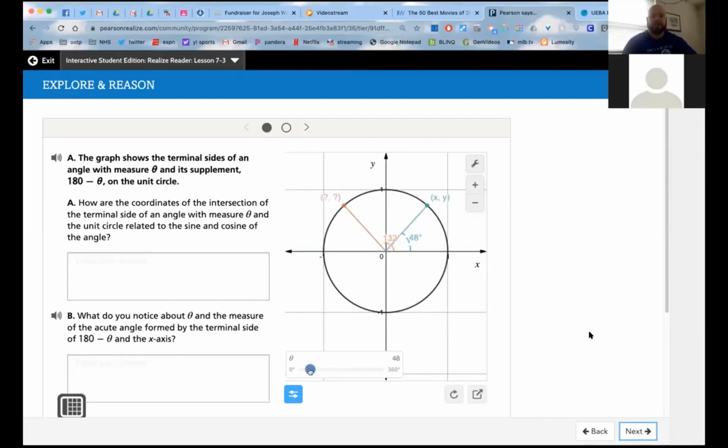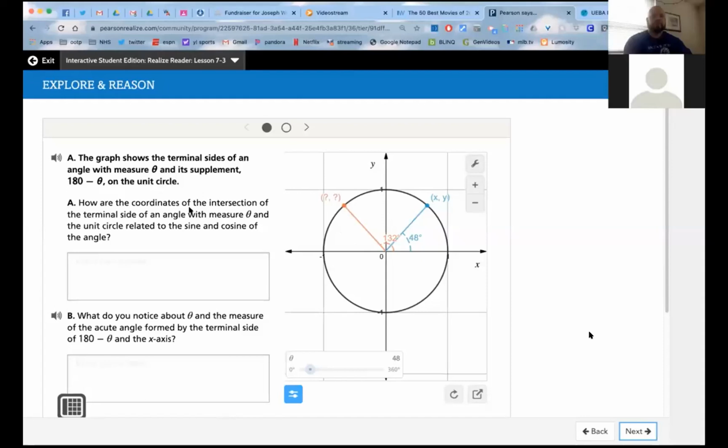So part A says, how are the coordinates of the intersection of the terminal side of an angle with measure theta and the unit circle related to the sine and cosine of the angle? There's a whole lot in that statement, so we're going to break it down so we can really understand what it means before we try to answer it. So it says, how are the coordinates? You guys know coordinates, x, y coordinates. You can even see on the picture that they have x, y in blue, and a question mark for the supplemental angle. So we understand what coordinates are.